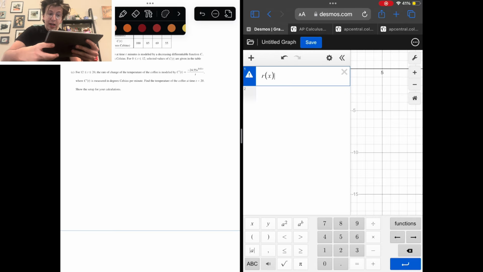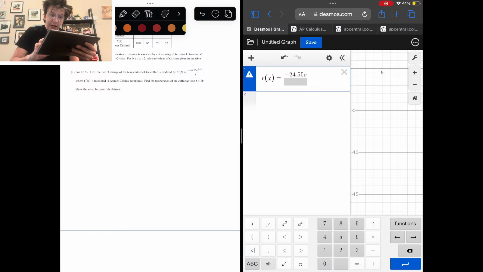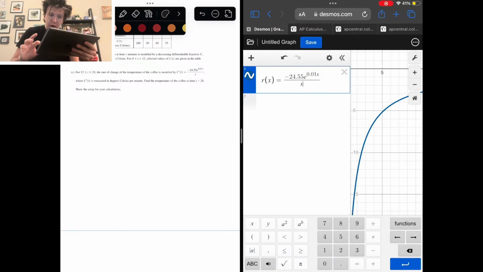Okay, so that is equal to the fraction of negative 24.55 e to the power of 0.101 x, all over x, or all over t.